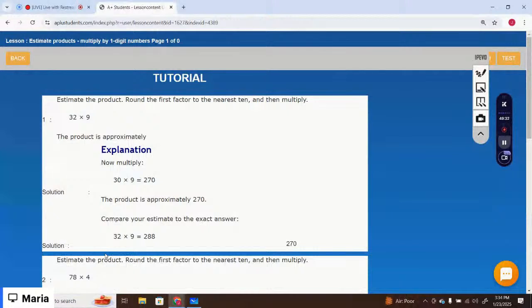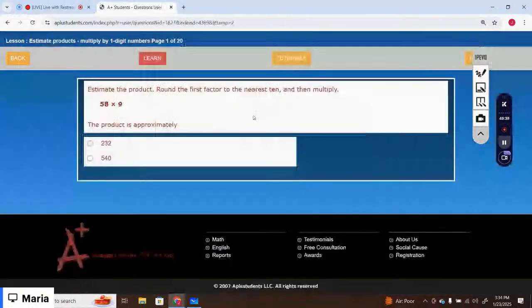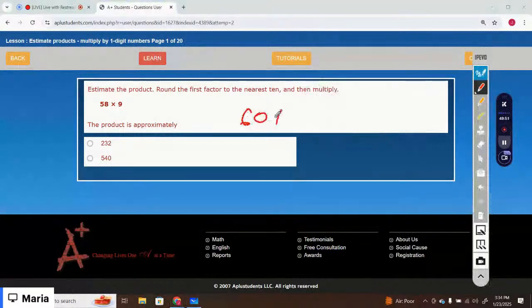Let's just start with the test questions. 58 times 9. So you need to estimate the number 58 to something that would be easy to multiply. 58 is close to 60. So you can replace 58 by 60. You have to do 60 times 9. 9 times 6 is 54. That is 540. Option number 2 is the correct option. That is 540.